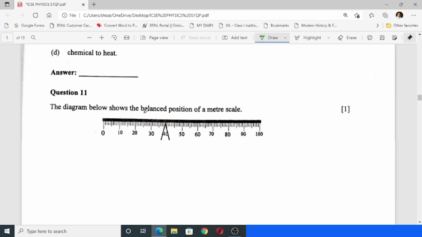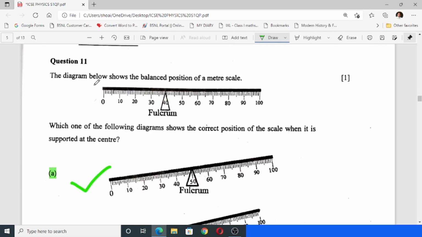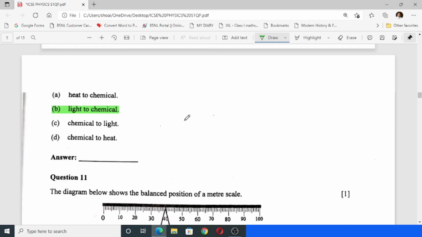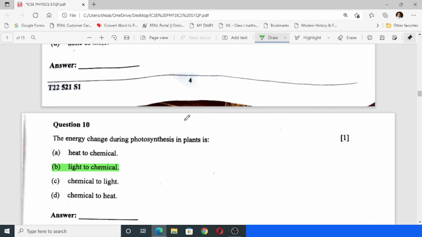Then question number 11, the diagram below shows the balanced position of a meter scale. Which one of the following diagrams shows the correct position of the scale when it is supported at the center? The answer is A.